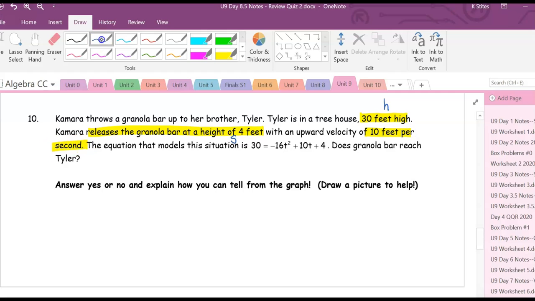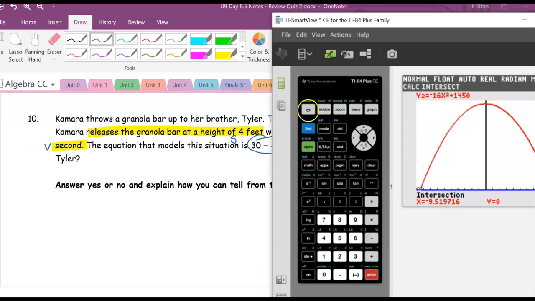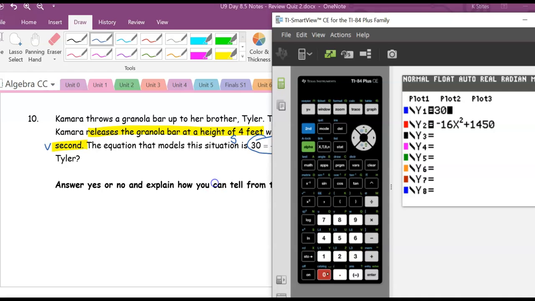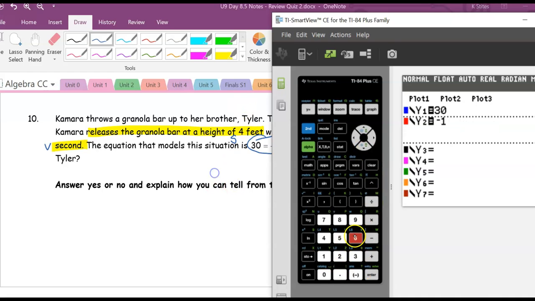Okay, that's our velocity. And oh, the equation that models the situation is this. Look at that. All right, I didn't even have to label those because it gave me my equation. Does the granola bar reach Tyler? Okay, so answer yes or no and explain how you can tell from the graph. So this one we just need to go ahead and graph it, and then we'll see if the granola bar reaches him.